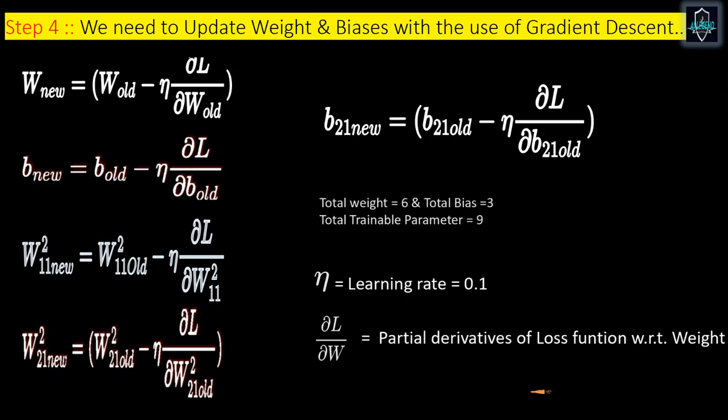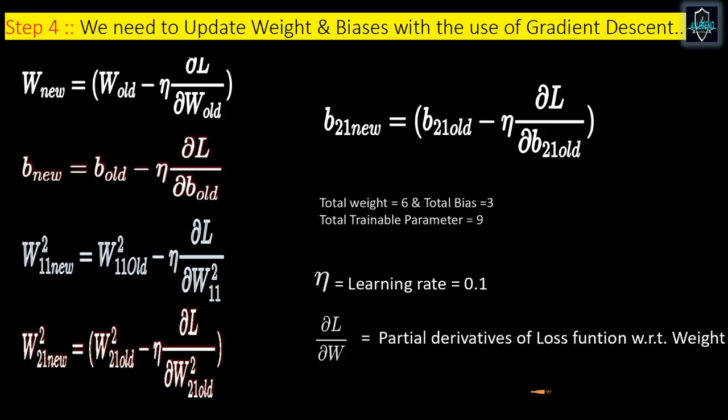So step 4, we need to update our weights and bias by using gradient descent. We need to apply this rule as you are seeing in the figure. Now if we look at the figure, we have formulas: W new, B new, W211 new, then W221 new, then B21 new. 5 formulas we have to use.